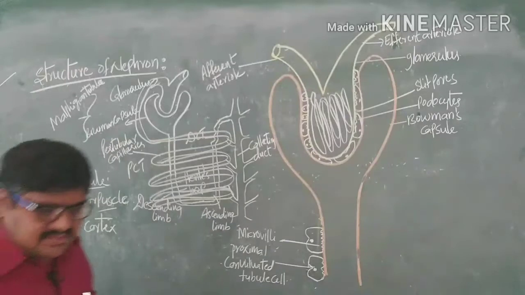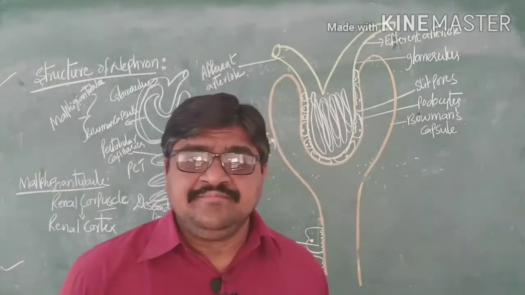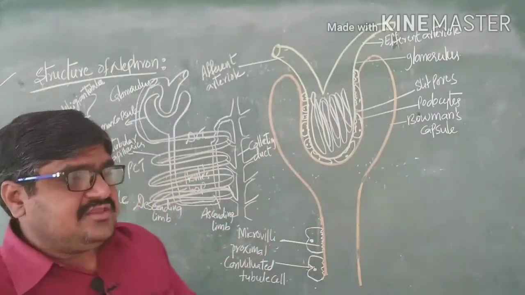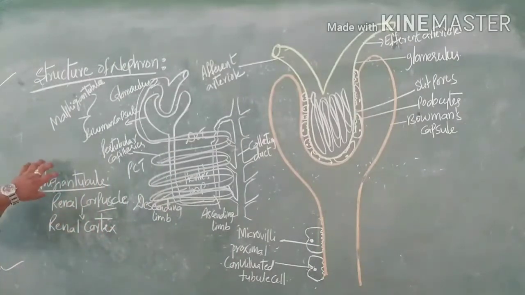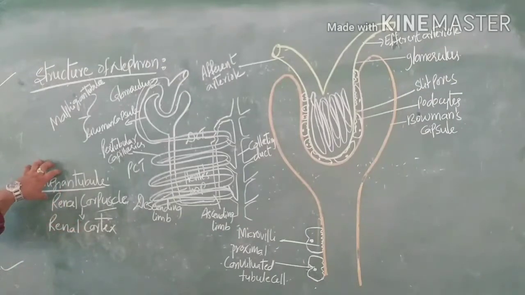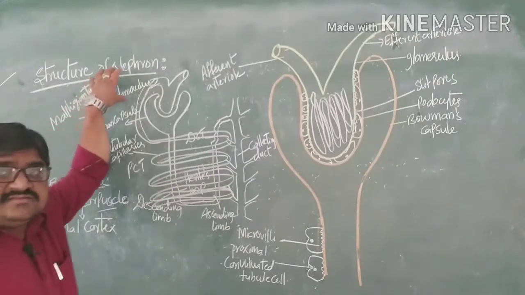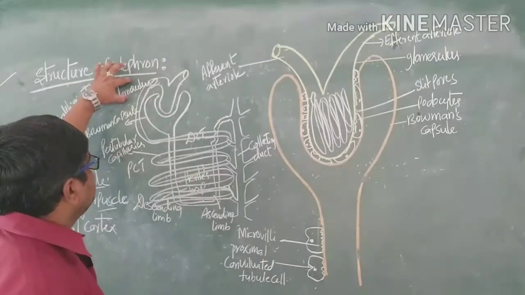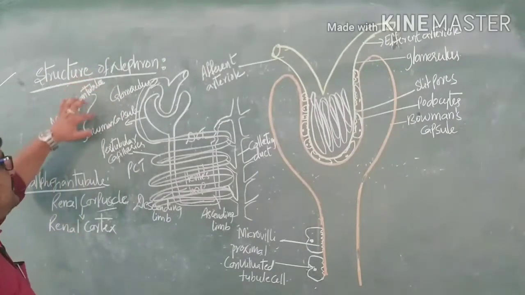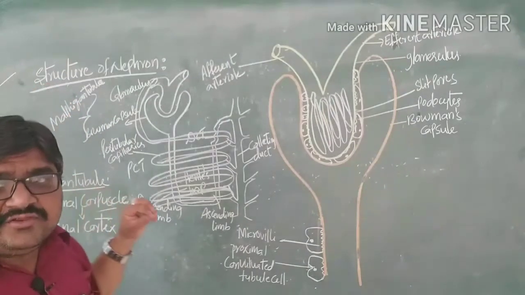Here we already know that the kidney is differentiated into two regions. The outer region is called the cortex and the inner region is called the medulla. So the Malpighian tubule is present in the renal cortex, and it consists of two parts. One is called the glomerulus and the second one is called the Bowman's capsule. Glomerulus plus Bowman's capsule together we can call the Malpighian tubule.